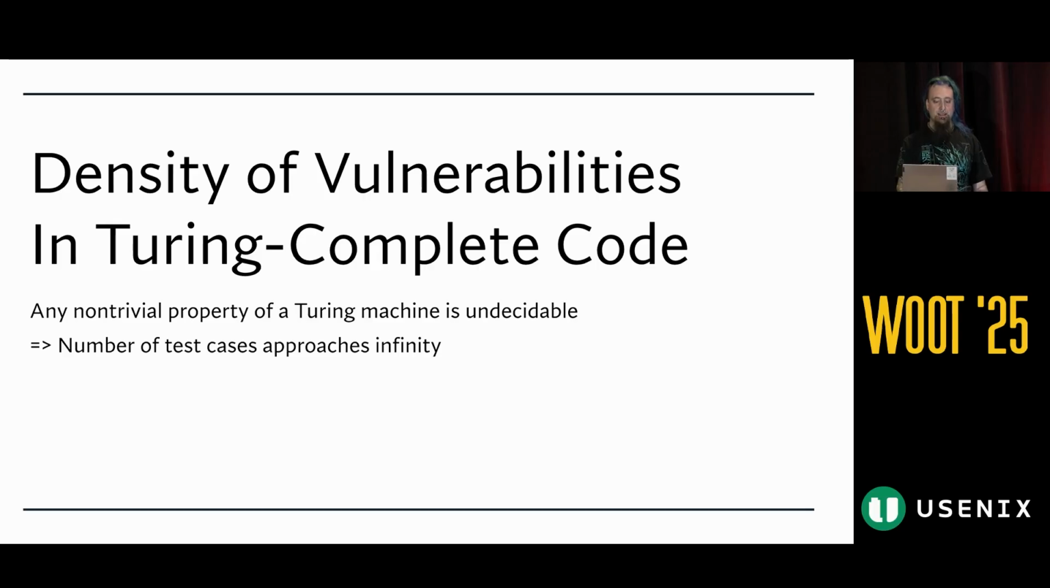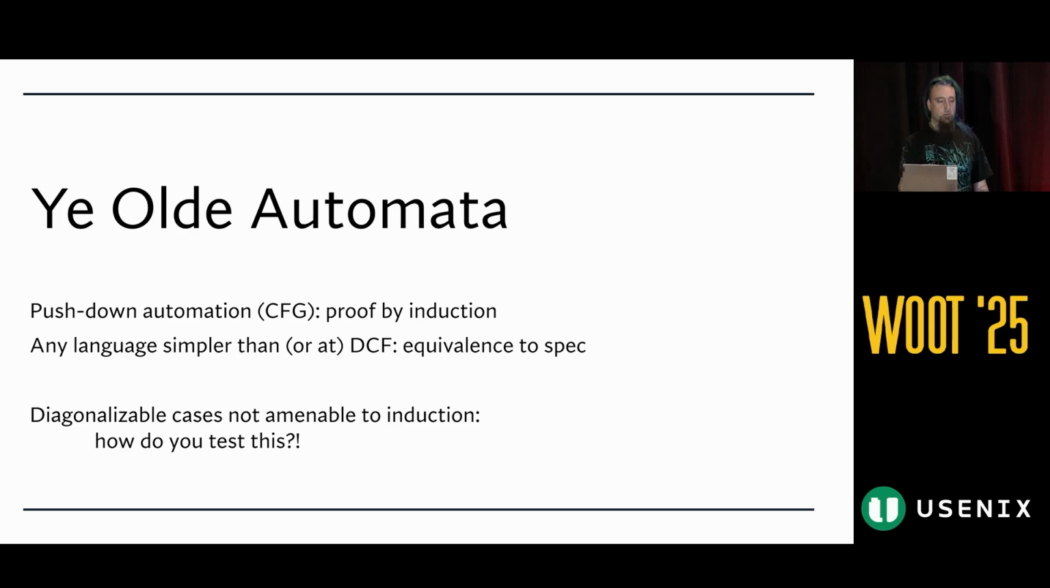So what is the density of vulnerabilities in Turing-complete code? Any non-trivial property of a Turing machine is undecidable. That's Rice's theorem. We generally accept it as true. It implies that the number of test cases that we would need to go through to find all of the vulnerabilities in such software approaches infinity. That's why we can't find them all. That's why we keep finding them over and over and over again, because we're on a random walk through an infinite space.